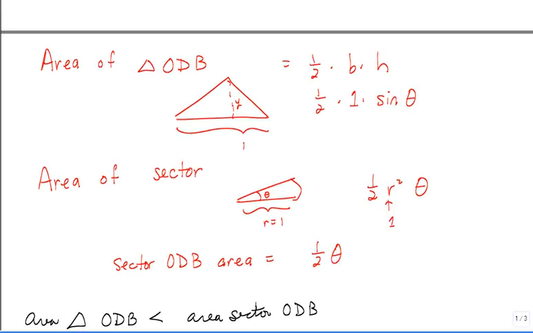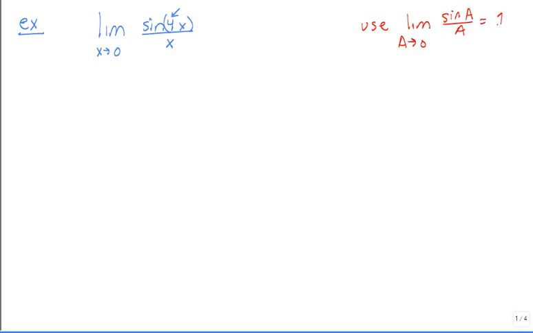Alright, now how do we handle these limits? I'm going to do a few examples. Suppose you want the limit of sine 4x over x as x goes to 0. Now, we're not pulling this 4 out right here. That has to stay inside the sine. So what you have to use is the fact that the limit as a goes to 0 of sine a over a is 1. But that means this number inside the sine and this denominator have to be the same.